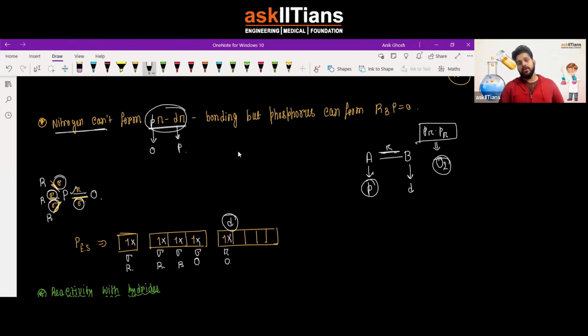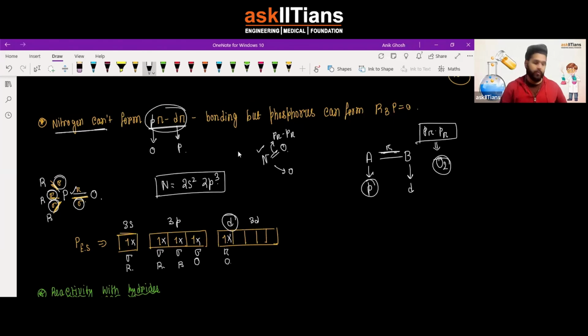For nitrogen, electronic configuration is 1s2, 2s2, 2p3. So it doesn't even have a d orbital to make a p pi d pi. So that's why nitrogen cannot make p pi d pi bonding. So what kind of bonding can nitrogen make then? Let's say we talk about this compound. In here, what kind of bonding is nitrogen making this pi bond? It is a p pi p pi. Nitrogen is also using its p orbital. Oxygen is also using its p orbital to make this pi. That's why we call it a p pi p pi.